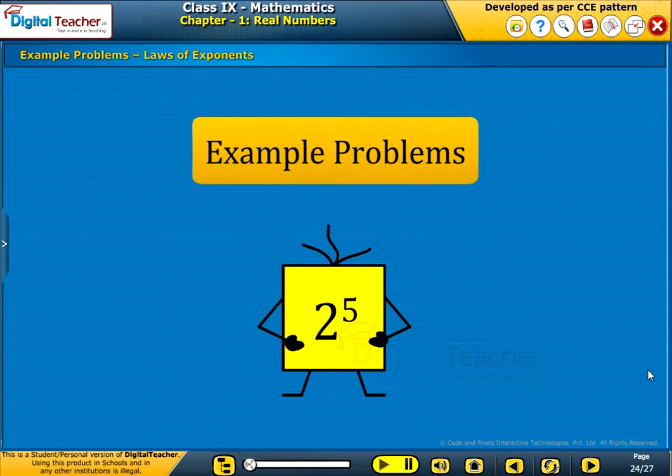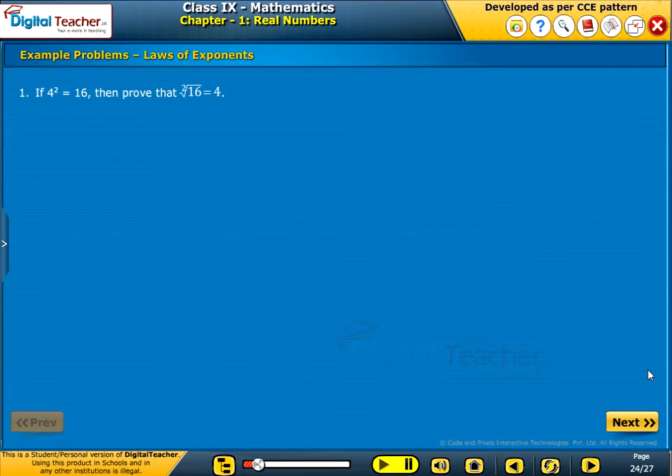Let us solve a few example problems on laws of exponents. If 4 square equal to 16, then prove that square root 16 is equal to 4. Solution. Given that 4 square equal to 16. By further solving, we get as shown on screen.